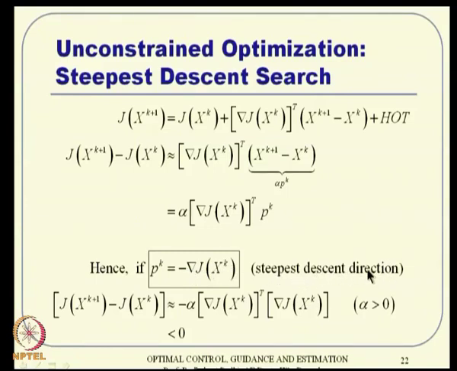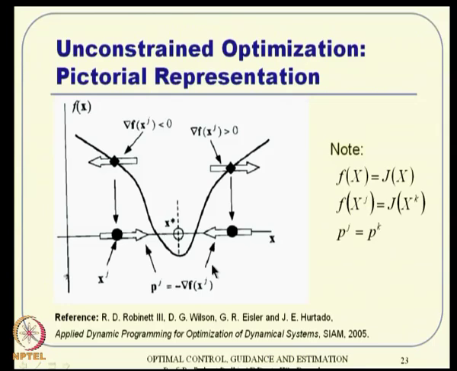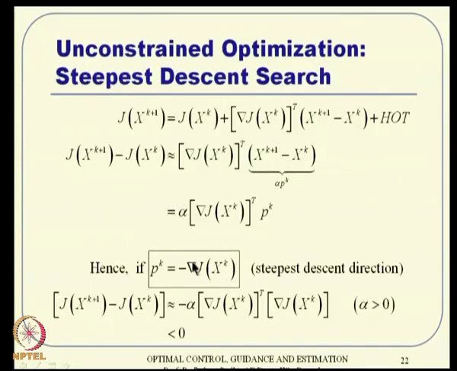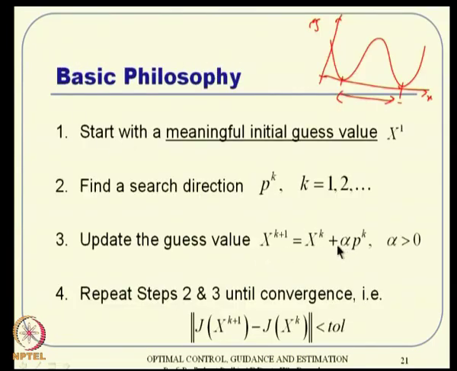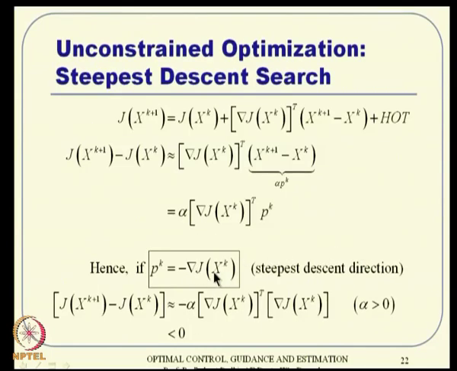So, if you take it that way, then you go along the steepest descent direction. This will guarantee that the difference j of x k plus 1 minus j of x k is strictly less than 0. That is the whole idea why you select this. Once you select this, the algorithm is: x k plus 1 is nothing but x k plus alpha times p k, where p k is that. Let us say it is as it is, and you can proceed further in that way.